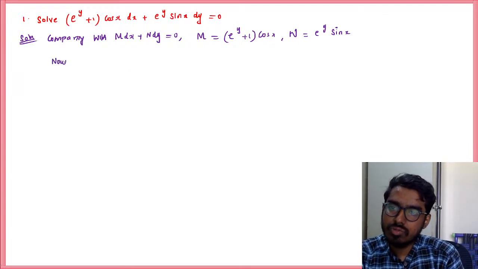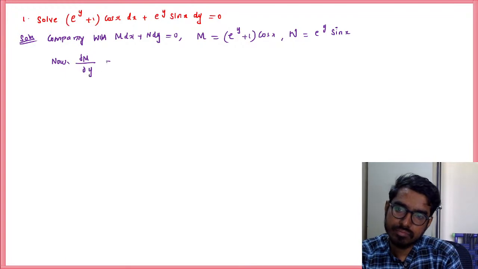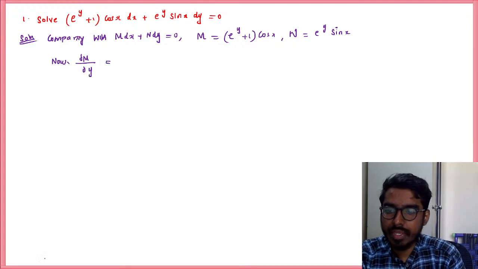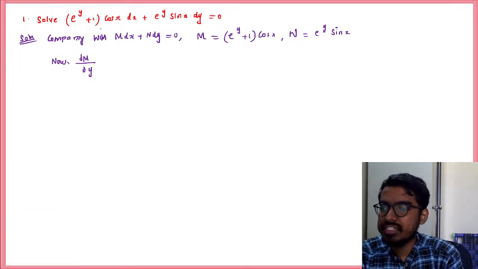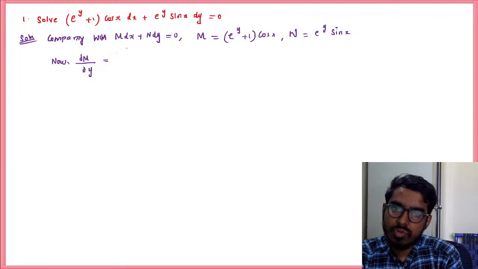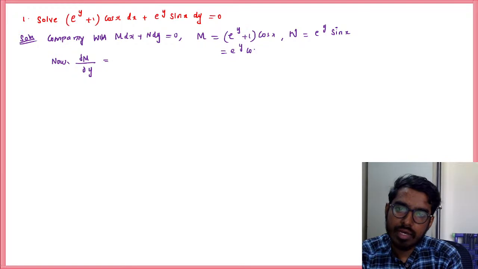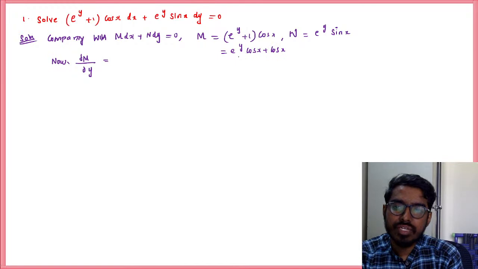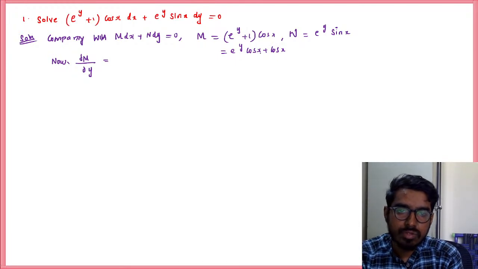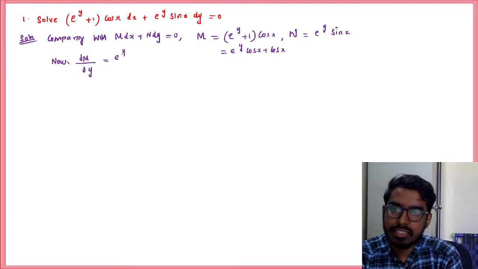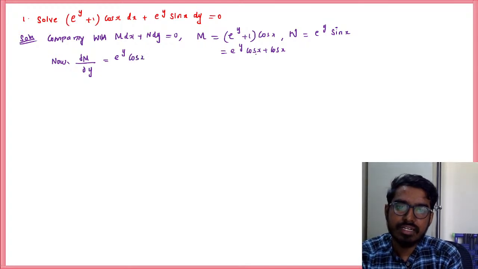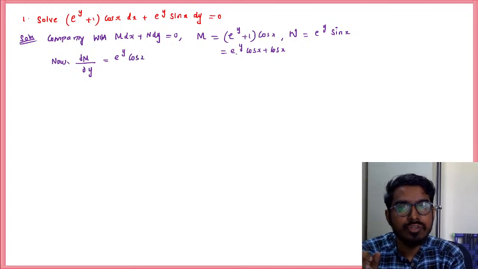Now, what is dou M by dou y? Differentiate partially with respect to y, right? You know how to differentiate partially, right? So you just have to write e power y cos x plus cos x. If we differentiate with respect to y, that means cos x will be constant. Whenever you are differentiating partially, you need to treat other variables as constant.